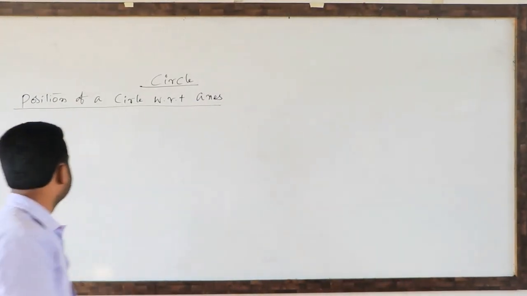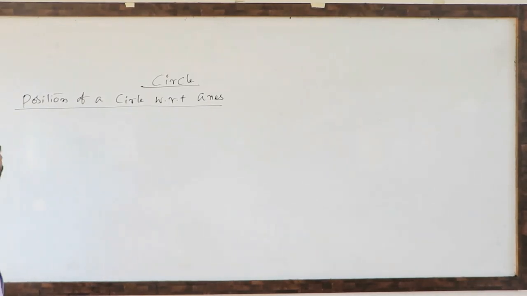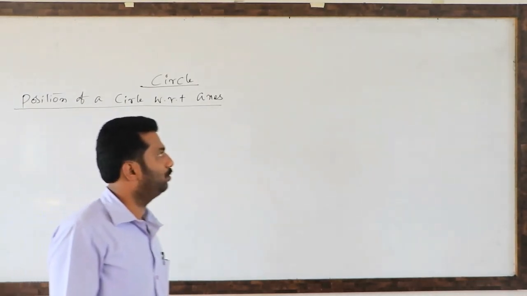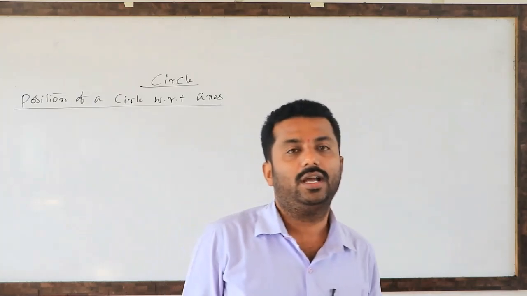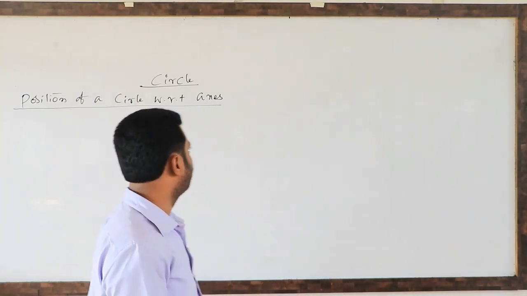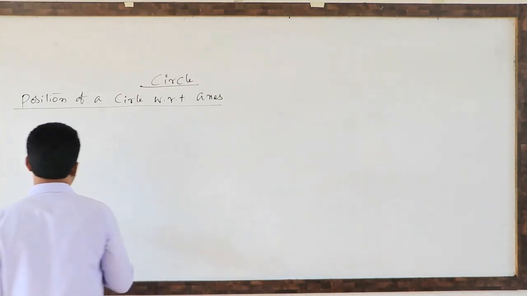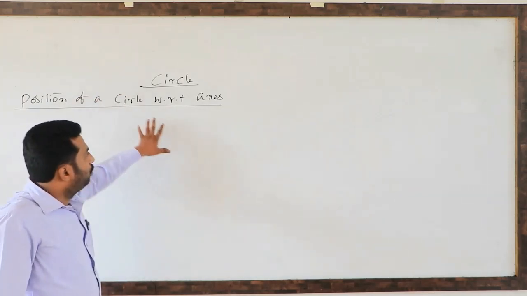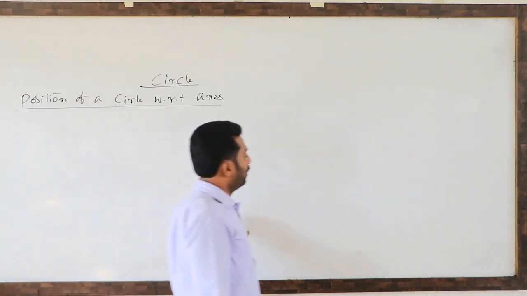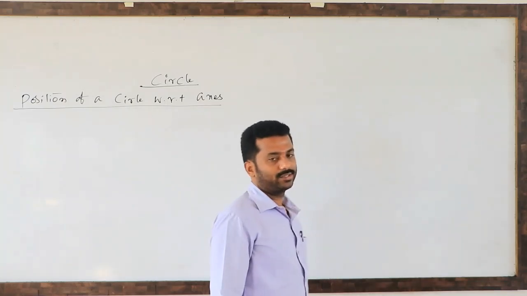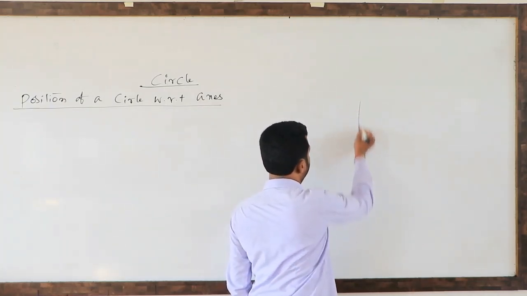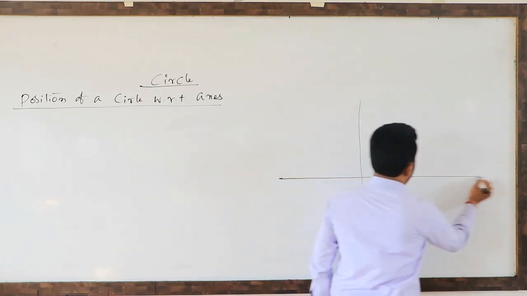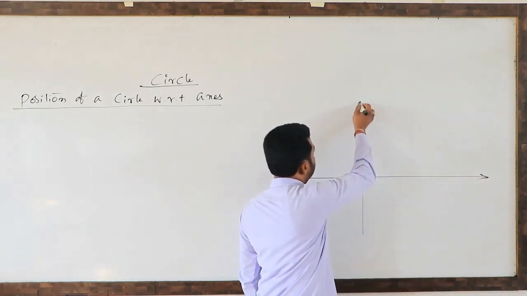So in this class we are going to discuss the position of a circle with respect to the coordinate axes. That point you remember. With respect to the coordinate axes, the position of the circle we are going to discuss. You observe, these are the coordinate axes.